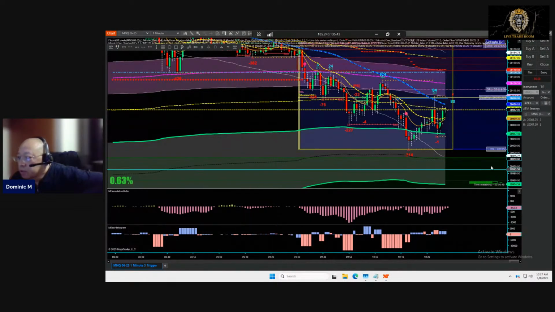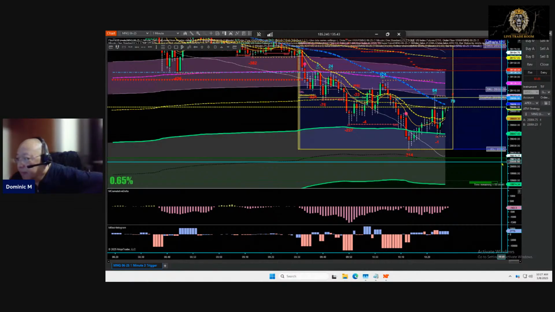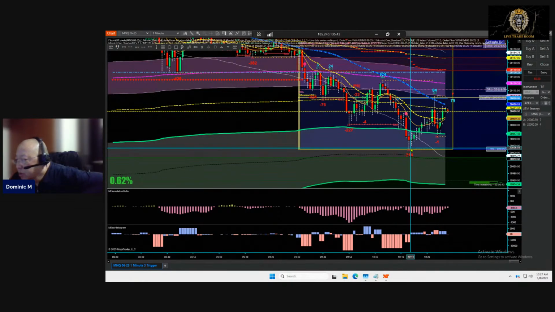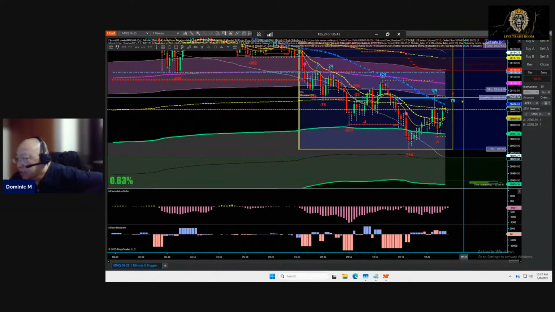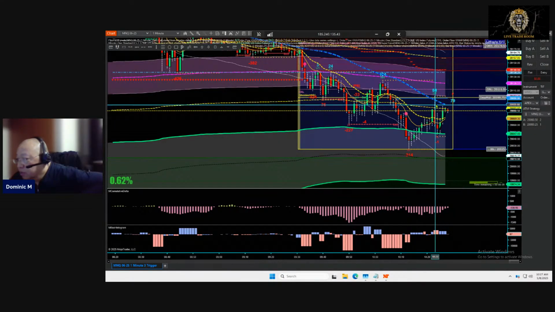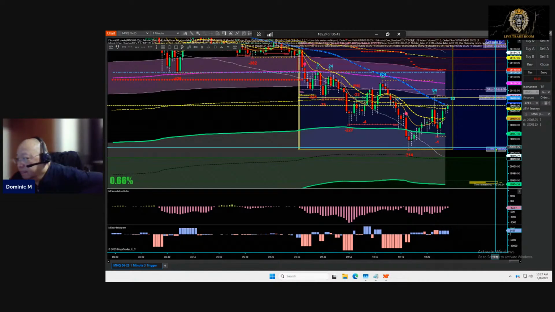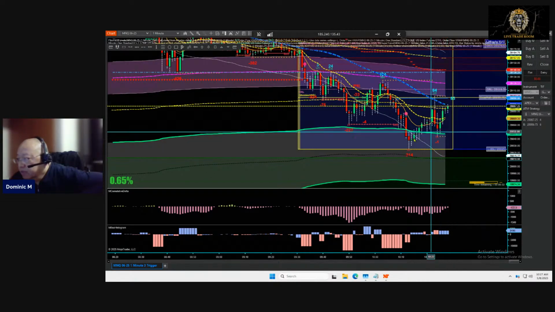So as we approach this, we can see it tested lower right here. Hasn't broken that. We're basically testing the session mid here, where the mid band is. Let's see what happens here. It's going to come back down.